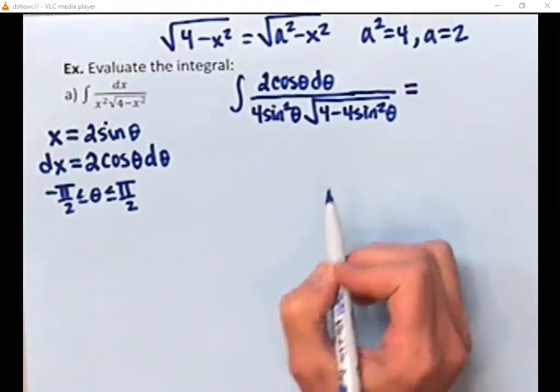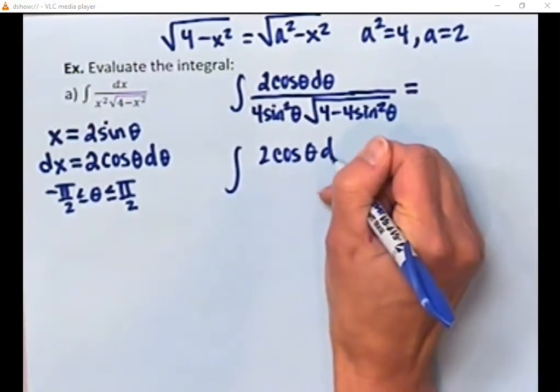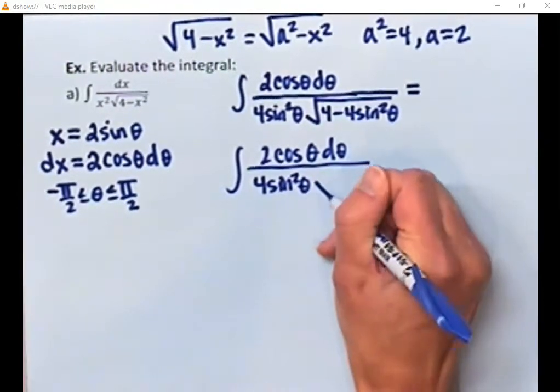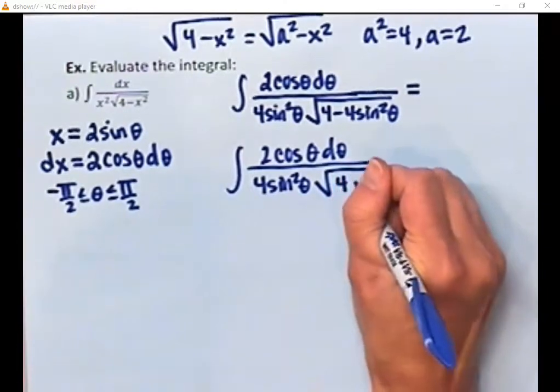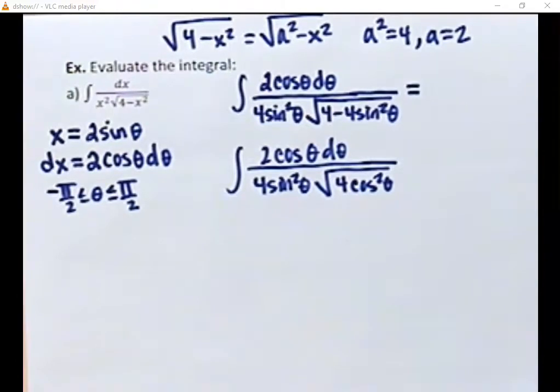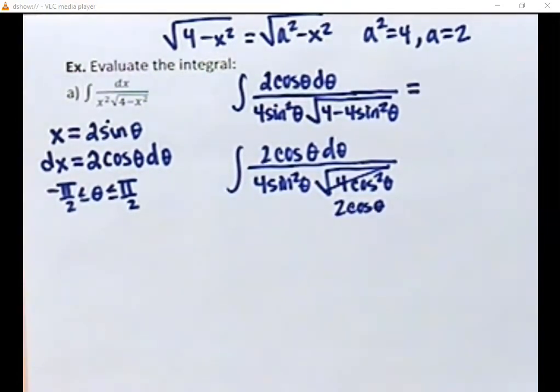So I always do the square root first. You can pull out the 4, right? And then you'll get 1 minus sine squared. What can we replace 1 minus sine squared with? Cosine squared. So I could just simplify this to 4 cosine squared under the square root. You can show that step or just do it in your head. Factor out the 4. 1 minus sine squared is cosine squared. And then I can take that out of the square root. What's the square root of 4 cosine squared? 2 cosine theta, right?